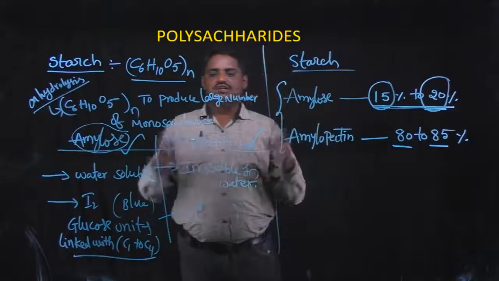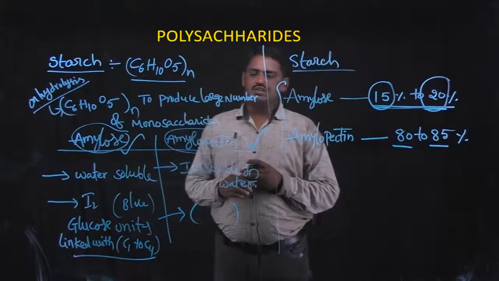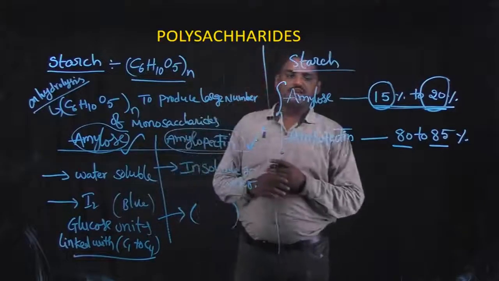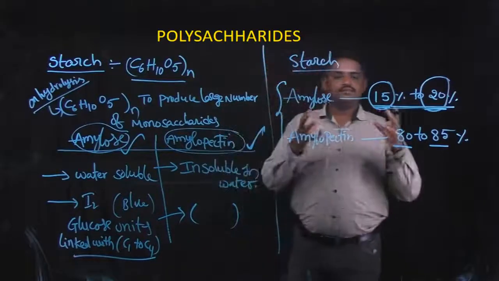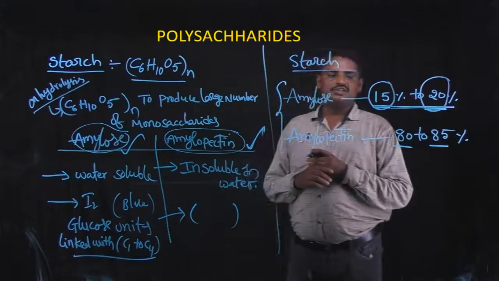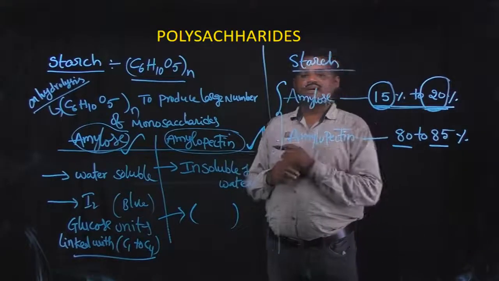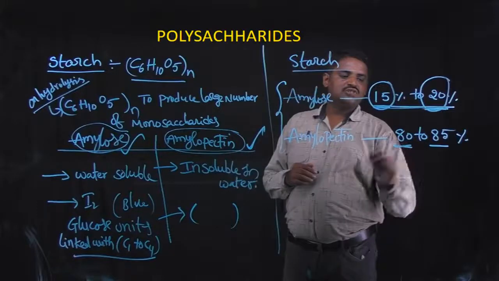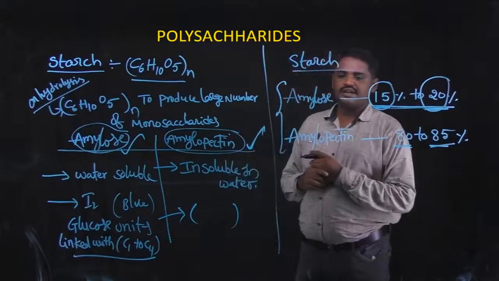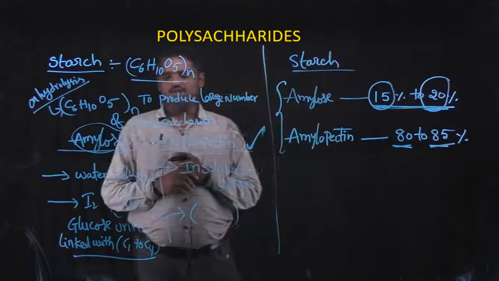Generally the starch contains two types of units. One unit is amylose and the second one is amylopectin. These are the properties of amylose, and these are the properties of amylopectin. The starch involves 15 to 20% of amylose and 80 to 85% of amylopectin. Okay, next, the structural explanation of starch.